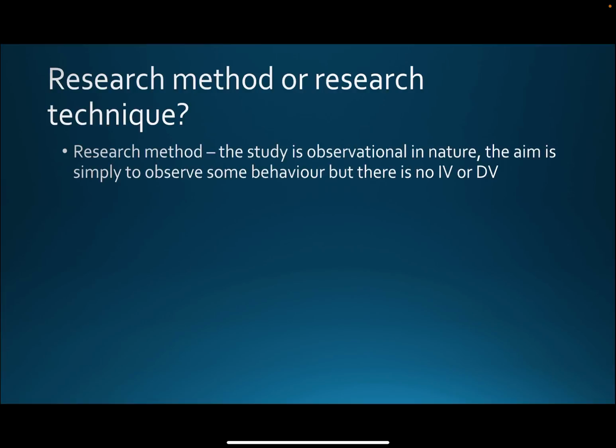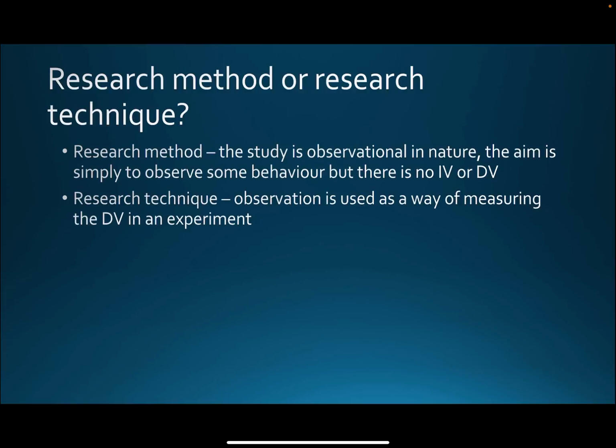The second way we can use observation is as a research technique. This just means we're doing an experiment of some sort, and in order to gather data about the dependent variable, we might observe. So we're using observation as a way of gathering the results, as gathering data about the dependent variable.